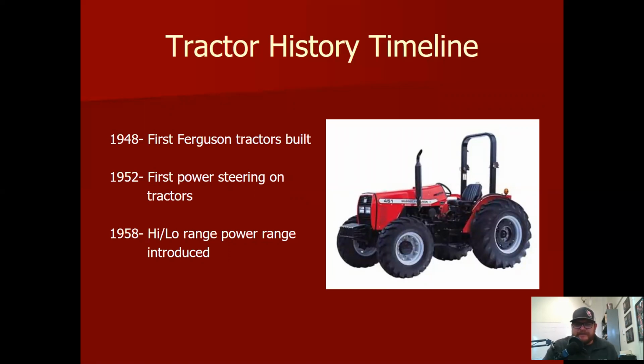In 1952, first power steering was on tractors. In 1958, we had high-low range to give us different gear selections to be able to mitigate different things that are in the field. Sometimes you want a little lower gear, you want to run a little bit slower, you need that horsepower to actually be given to the tires to be able to pull a piece of equipment through the field. And sometimes you just need the speed.